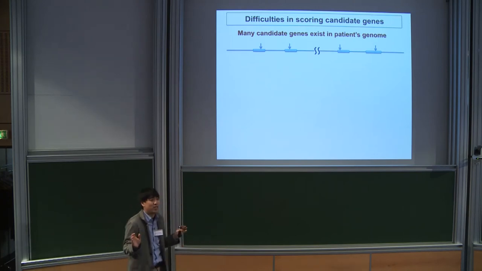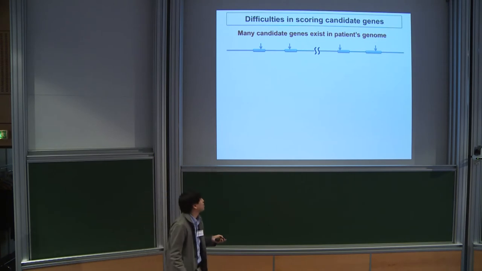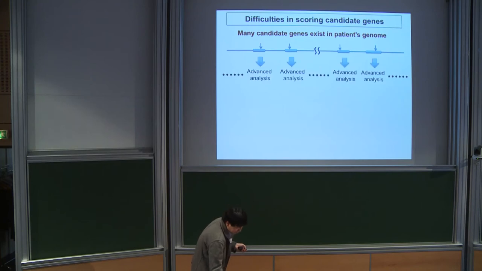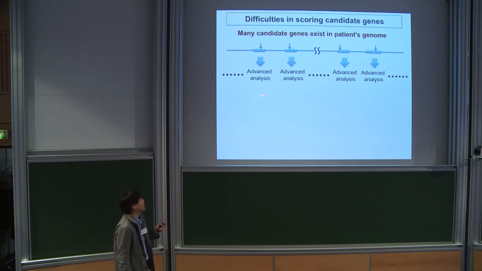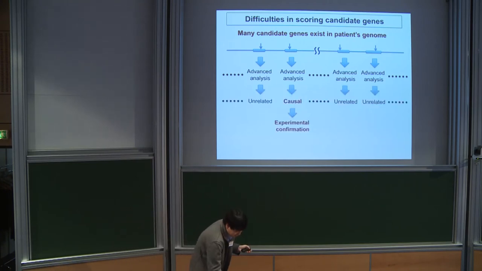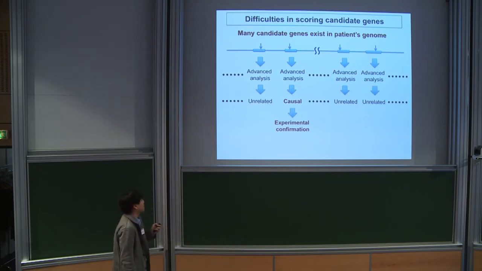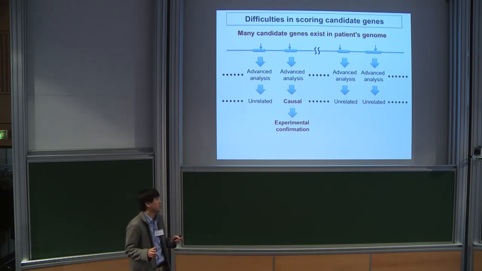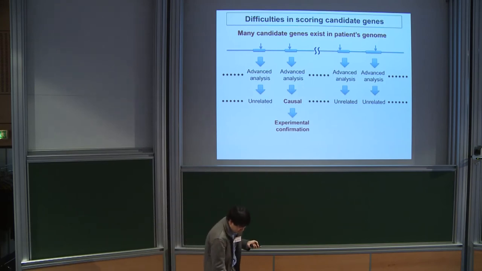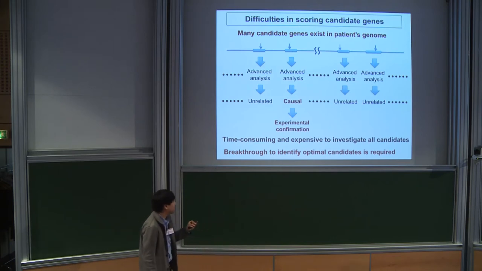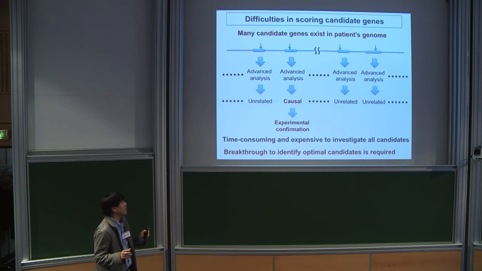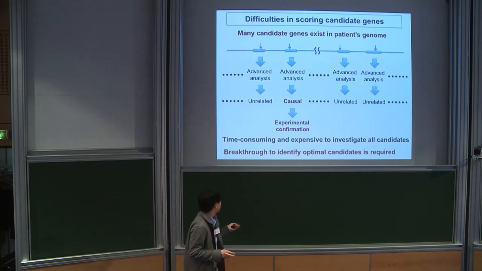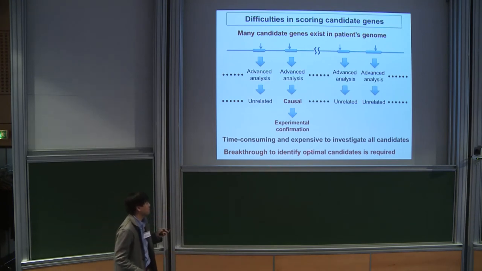But there are many variants when we analyze the whole genome sequence, so we must do advanced analysis for all candidates. Then we decide whether this candidate is causal or unrelated. But unfortunately, almost all candidates are false positives by chance. So analyzing all candidates is very time-consuming and expensive. So we want a breakthrough to identify optimal candidates.